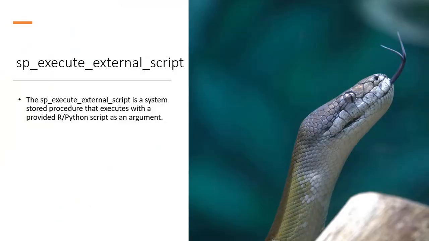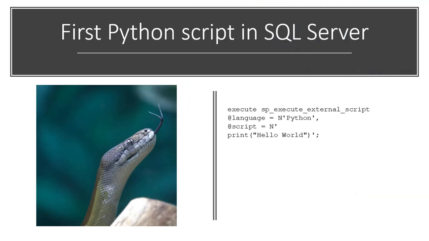The main stored procedure then that you're going to use is called sp_execute_external_script. And that's a system stored procedure that lets you execute an R or a Python script and use that as an argument. Here is our first Python script in SQL Server. It's not going to call data or anything from a table. It's just going to output the word hello world that you see so often when you first do a language. So we execute the stored procedure that we mentioned that we're going to see in every one of these. It's EXECUTE sp_execute_external_script. The language is set to be Python. And here's the script, and we're going to print hello world.